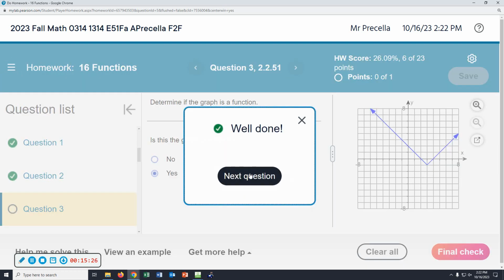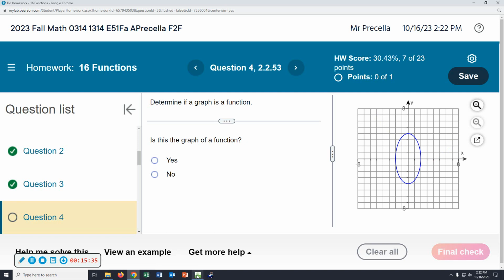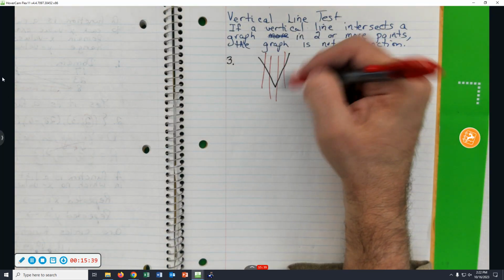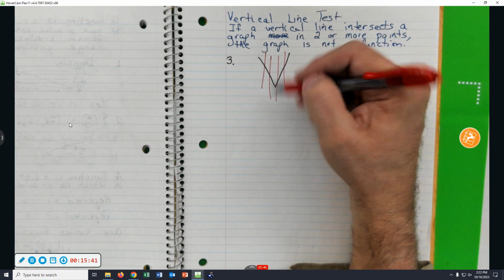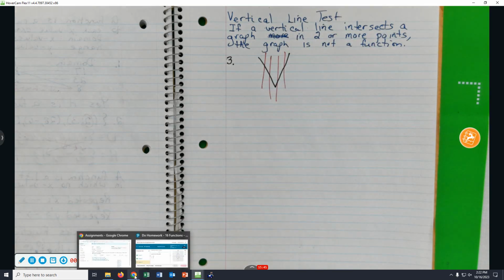Any sort of V-shaped figure, if you drew vertical lines, it's only going to intersect it once. Now, what about number 4? Oh wait, so 3 was a function.